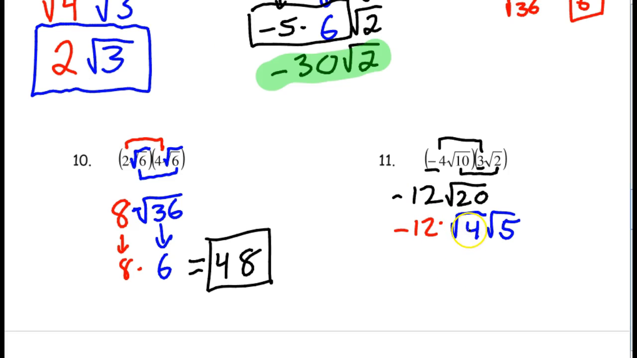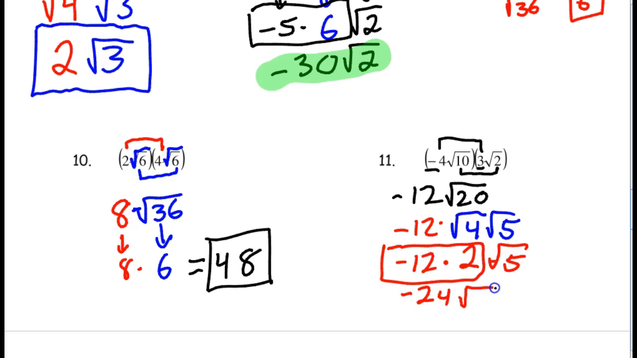Okay. And square root of 4 is 2. And just bring down everything else. Right? Root 5, can't reduce root 5, it stays. And then lastly, multiply the two rational numbers together, so we got -24 root 5, and that's your final answer.